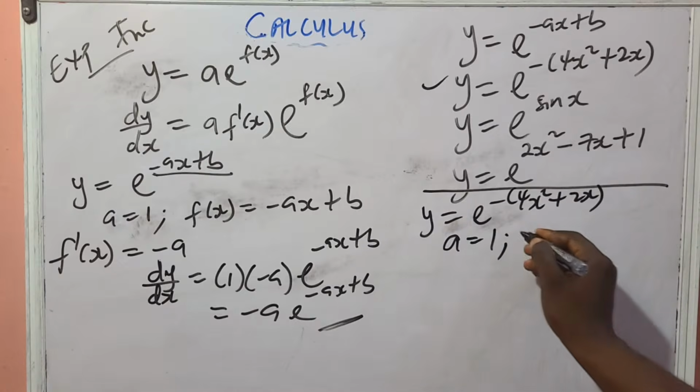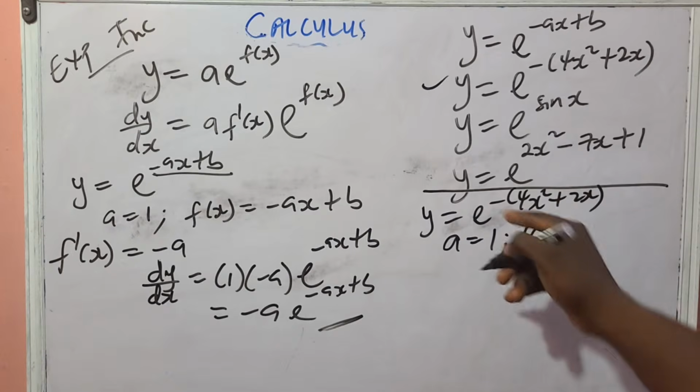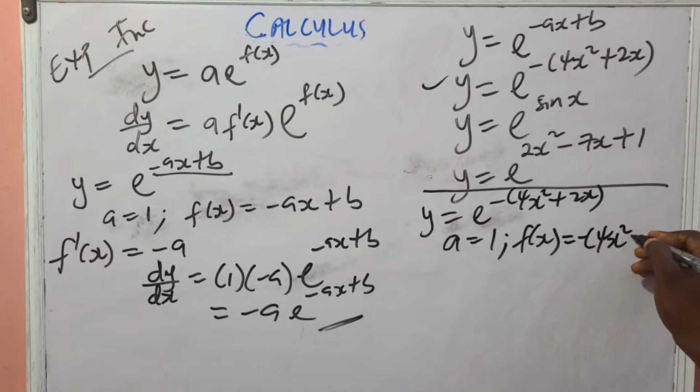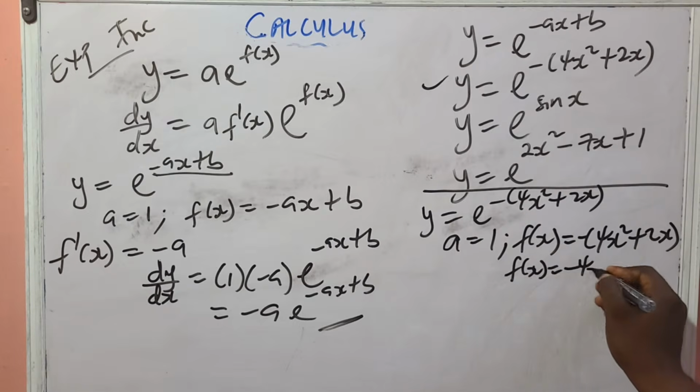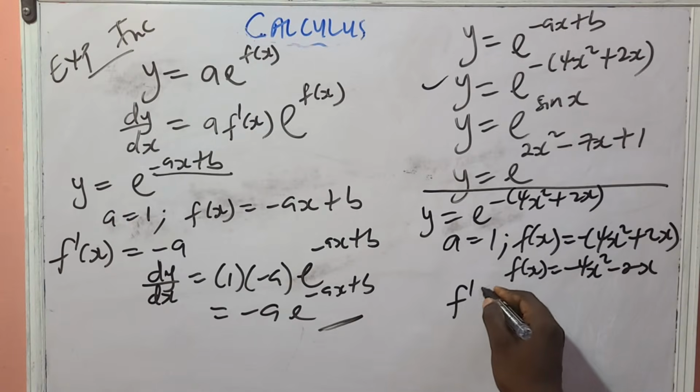Now, what is my f of x, which is the power of the exponential? The power of the exponential here is minus 4x squared plus 2x. Now, it is better you open it out in full and write it as minus 4x squared minus 2x. This is good. So what's the next thing you want to do? You want to find the derivative of that f of x, that power. So go on to find f prime of x.